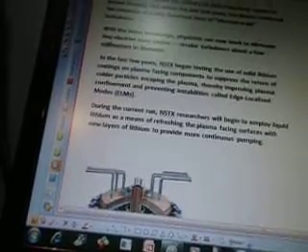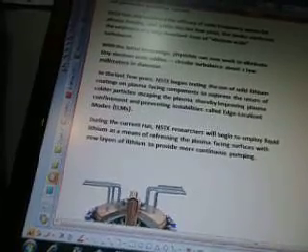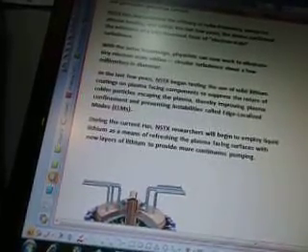In the last few years, NSTX began testing the use of solid lithium coatings on plasma-facing components to suppress the return of the colder particles escaping the plasma.